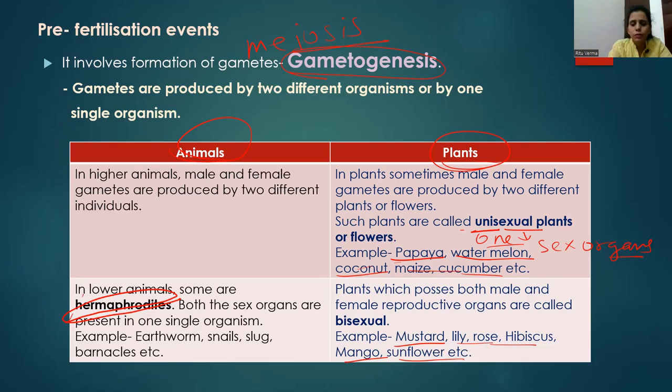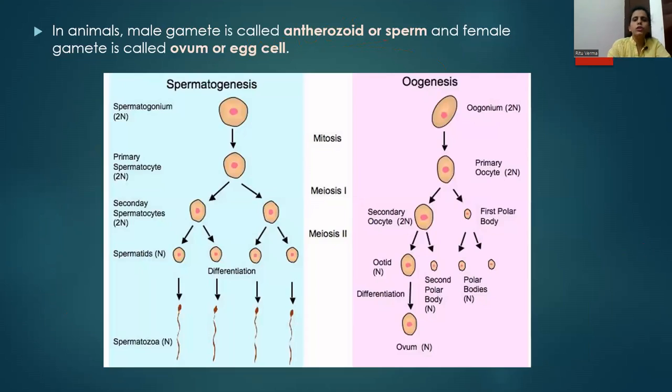So the first process was gametogenesis. Gametogenesis means formation of gametes. Now we know that in animals, the male gamete is known as enterozoid or sperm, and the female gamete is called ovum or egg cell. The process of formation of male gametes in animals is known as spermatogenesis. Spermatogenesis means formation of sperms.